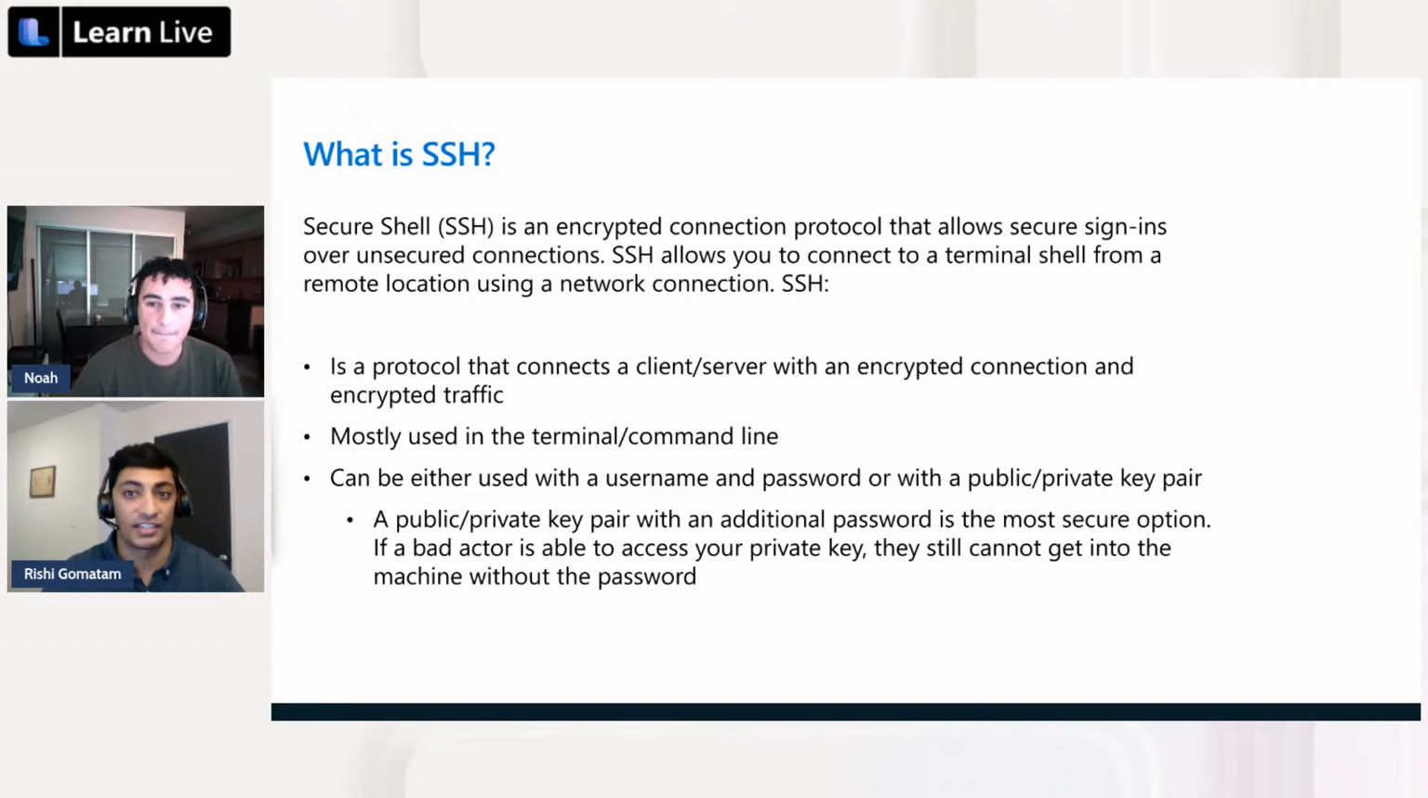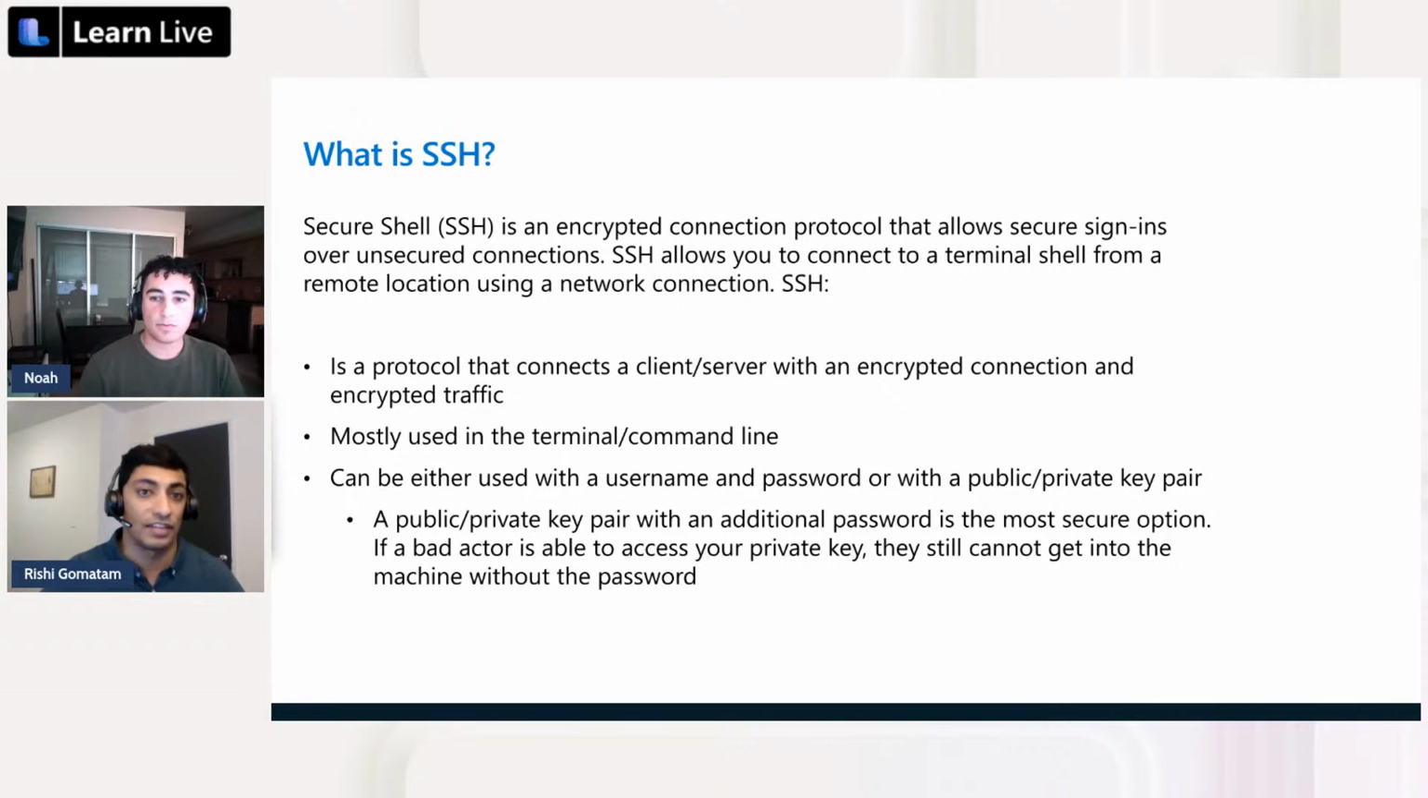Secure Shell, or SSH, is an encrypted connection protocol that allows secure sign-ins and operations to your VM. So from a terminal, you'll be able to use SSH to log into virtual machines with an encrypted connection. So you can set up SSH with either a username or password combination, or with a public key, private key pair. In general, we don't recommend using the username or password only because it would leave you more open to a brute force type of attack.